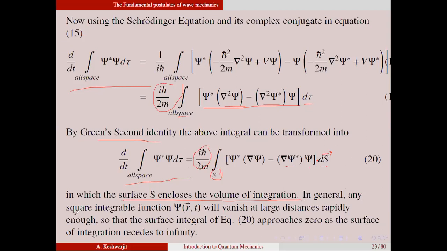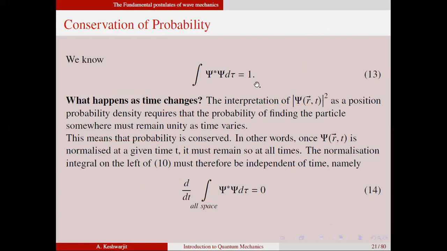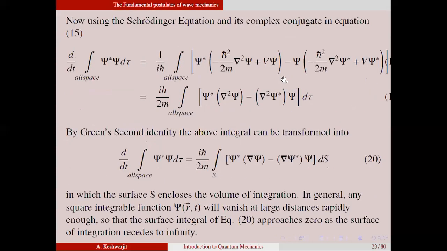In general, any square integrable function psi(r,t) will vanish at large distances rapidly enough so that the surface integral of equation 20 approaches 0 as the surface of integration recedes to infinity. So I repeat, here we have already assumed that psi is a normalizable wave function. Psi is a normalizable wave function means psi is square integrable.